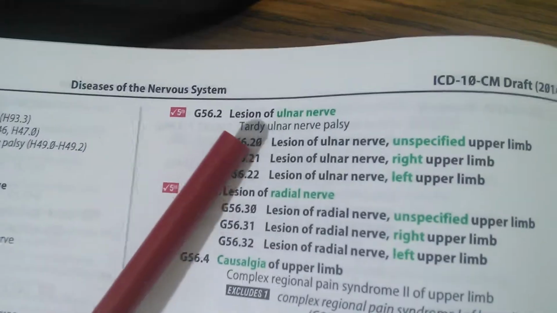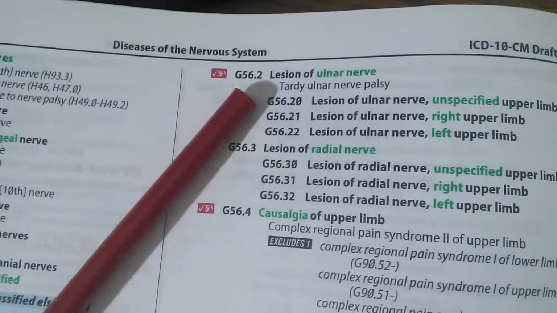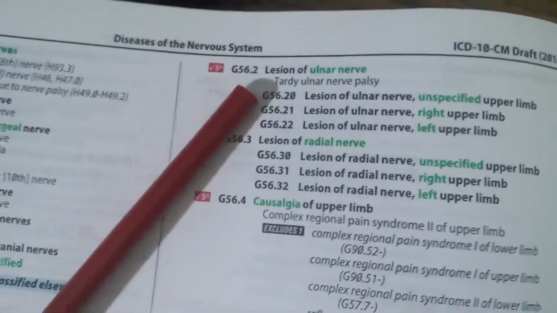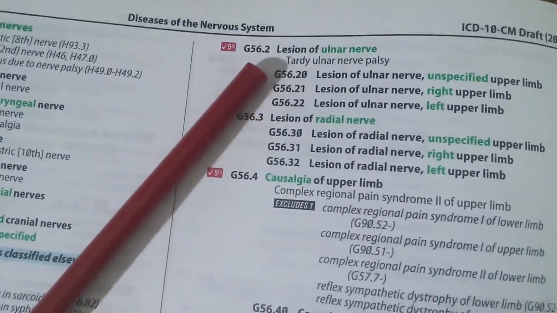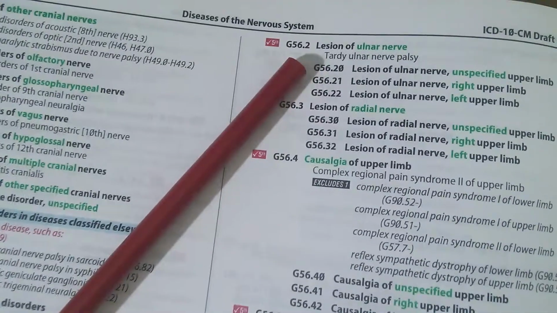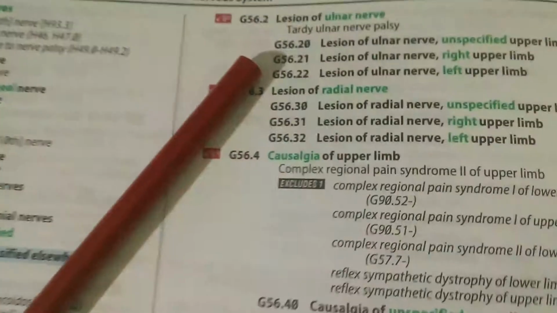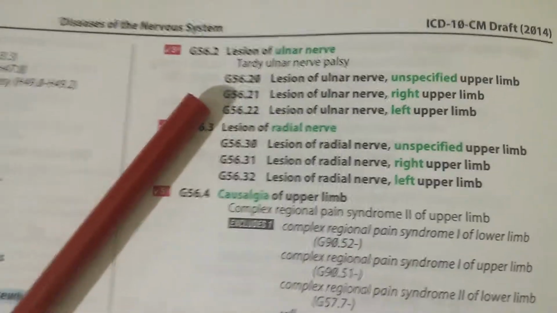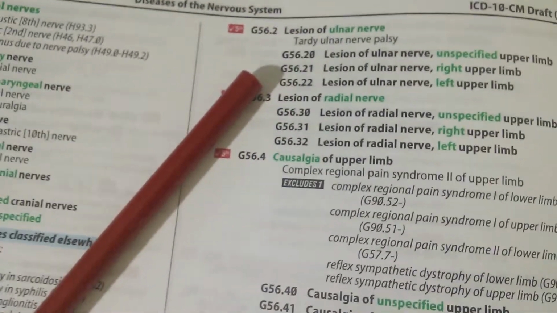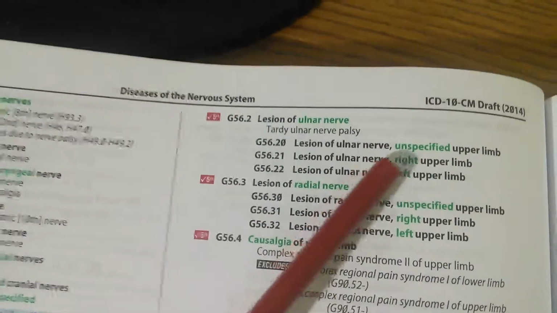And 2 is what? The lesion of ulnar nerve. Ulnar means elbow, and underneath that it says tardy, which we also need, which is fine. It is another indication that we're in the right path. And now we have in the definition of the problem that says right ulnar nerve. So here we're going to look for the right one. Which is the right one? G56.21. Because it says right upper limb. So that is our code.